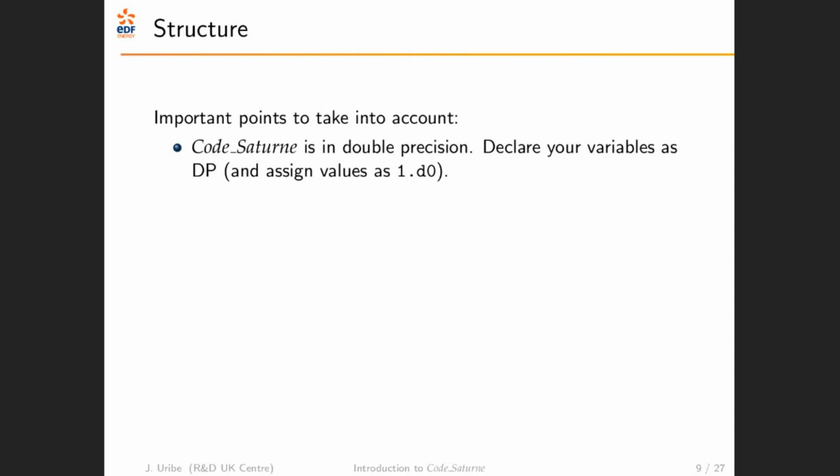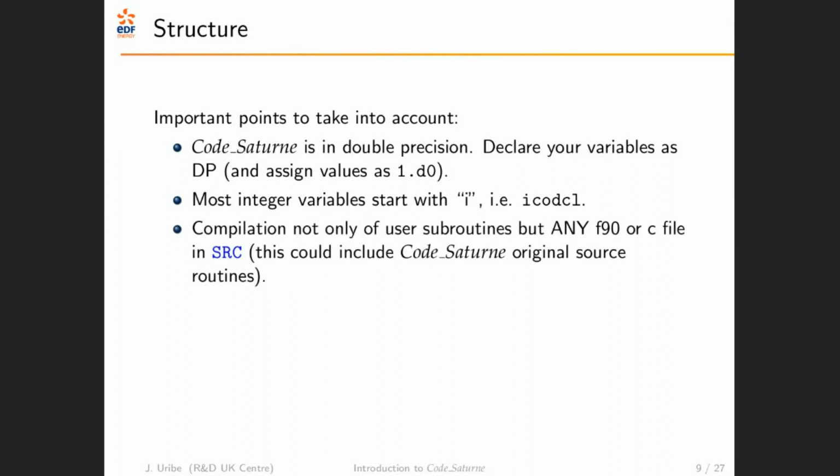So some important things to remember. Code Saturn is double precision, so we always declare variables as double precision rather than real. Just put a .d. As I was saying before, because of this old name limitation, most of the integer variables start with I. So when you see something like that, you're pretty much certain that it's an integer.